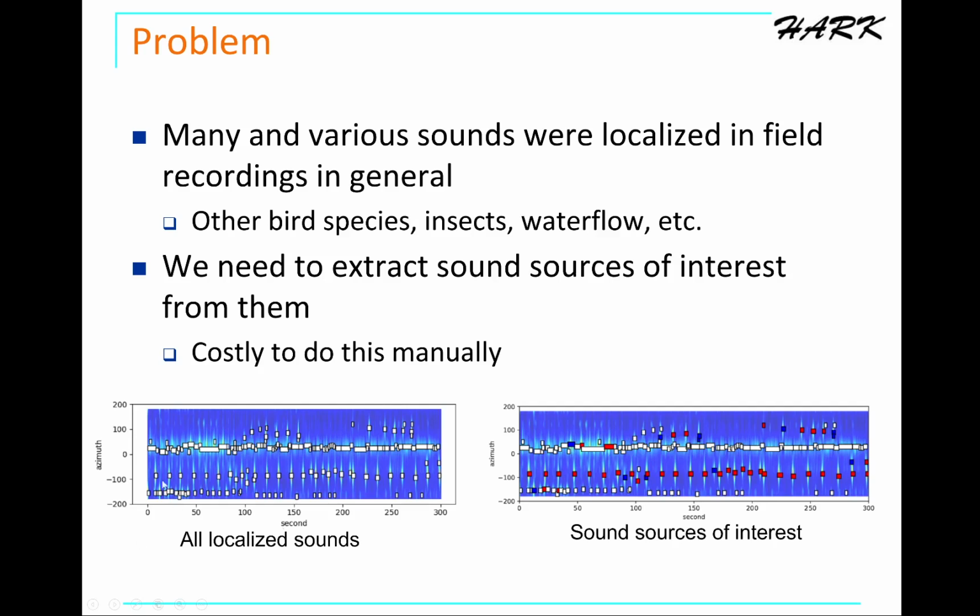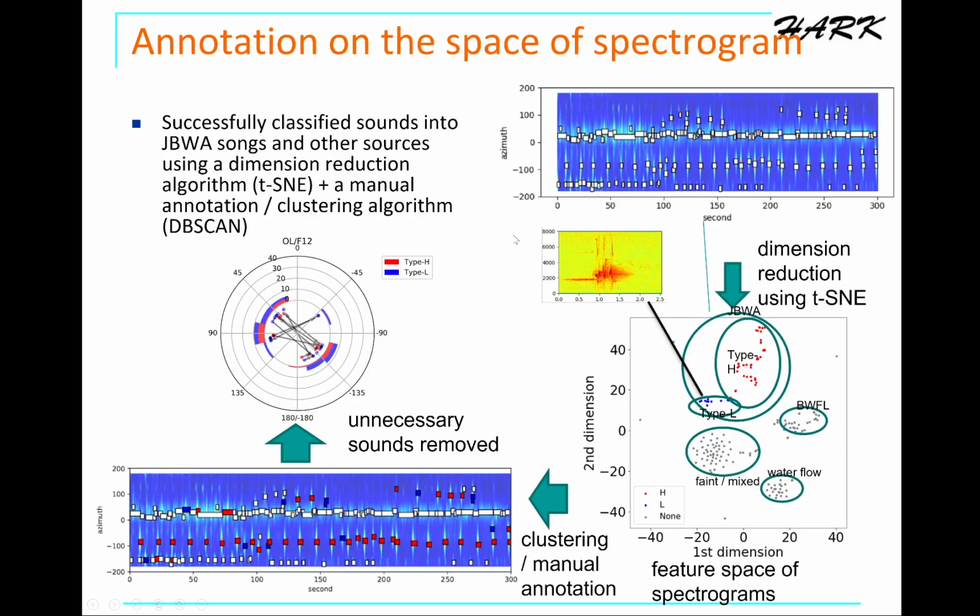So actually, this is an example of all the localized sounds in the first experiment on the Japanese bush warbler. Each white box corresponds to a localized sound. So there are many. But actually, what we need for our research purpose is just these colored sounds. So we need to extract the sound sources of interest from them. This is very costly to do manually. So in order to solve that, we have added one function to the application, that is an annotation on the space of the spectrogram.